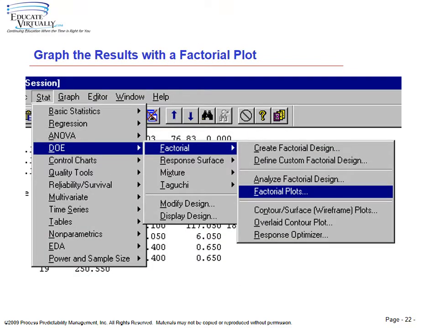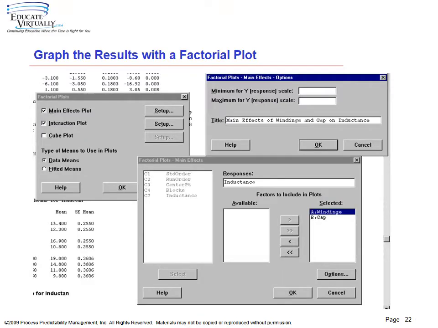Using Minitab, we can also graph the results with a factorial plot. So we can take that data table that we had already just looked at in the session window, and we can generate some graphs. To do that, we select Stat, DOE, Factorial, and then Factorial plots. The dialog box that comes up allows us to select whether we're going to plot main effects, interaction plot, or a cube plot. In this case, we're going to select the main effects so we can plot factors A and B, and then we're also going to select the interaction plot so we can plot that interaction of the combined effect of A times B.